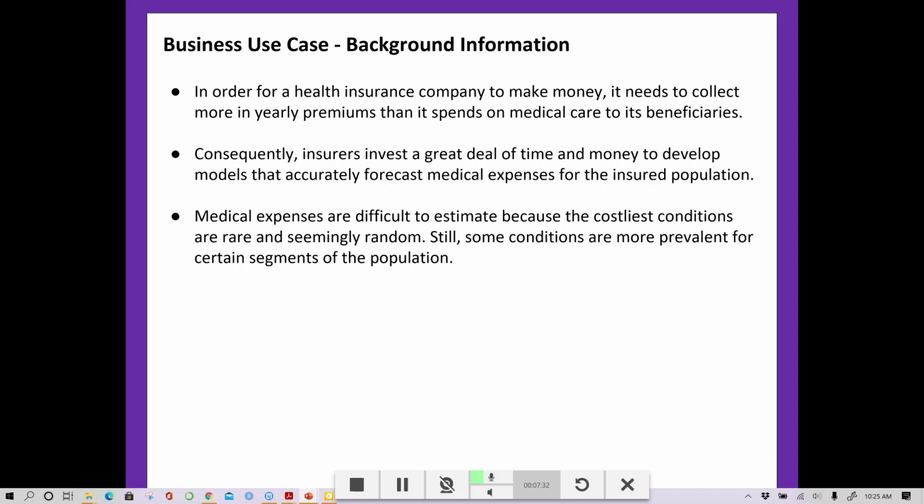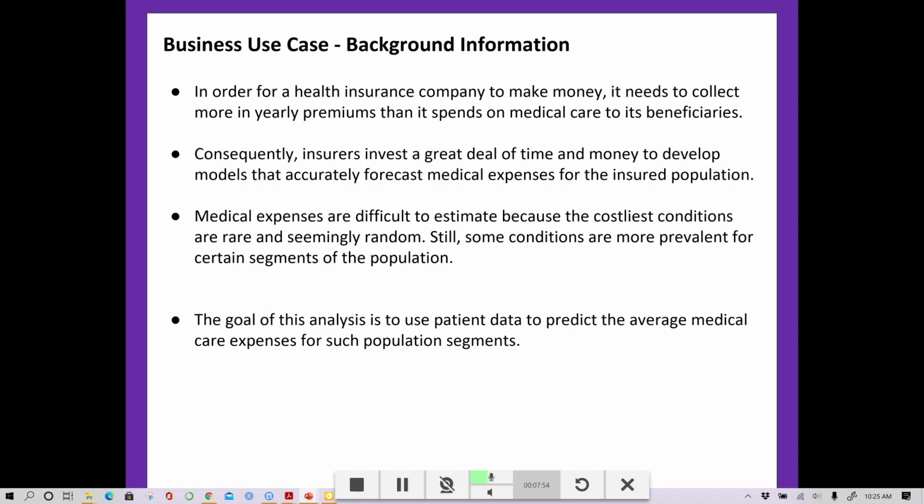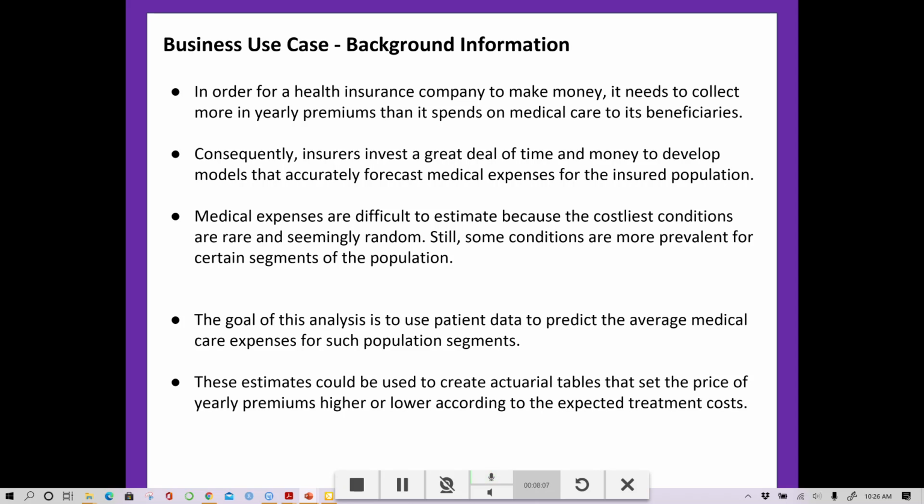Now, the reality is medical expenses are difficult to estimate because sometimes the most costly conditions are associated with rare health conditions. Still, more conditions can also be found to be more prevalent for certain segments of the human population. So, our goal in this analysis is to use collected patient data in order to make predictions of the average medical care expenses for different population segments.